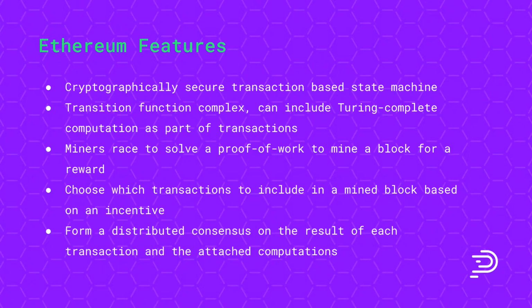Ethereum can be modeled as a state machine whose state can be modified by transactions, similar to other blockchain implementations. Ethereum's transition function between states, however, can include Turing-complete computation. Ethereum miners race to solve a proof of work to mine a new block of these transactions, choosing which transactions to include based on an incentive. A distributed consensus is formed on the result of these transactions by verifying this proof and the attached computations upon the mining of a new block by all nodes within the network.